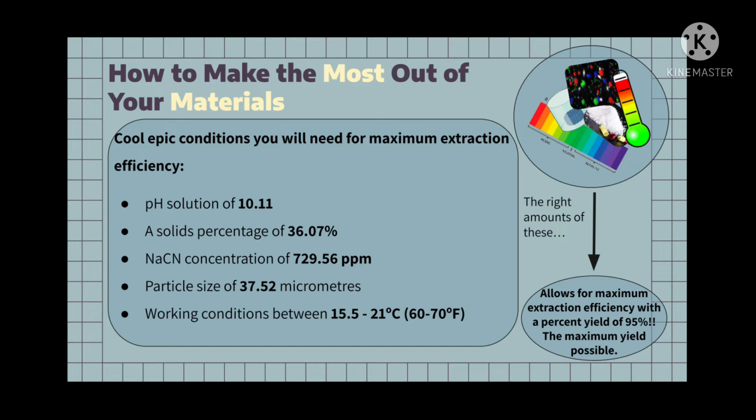These are the conditions that you'll need for maximum extraction efficiency. So, you would need a pH solution of 10.11, a solids percentage of 36.07, a sodium cyanide concentration of 729.56 parts per million, a particle size of 37.52 micrometers, and working conditions between 15.5 and 21 degrees Celsius. If you're American, it's 60 to 70 degrees Fahrenheit.